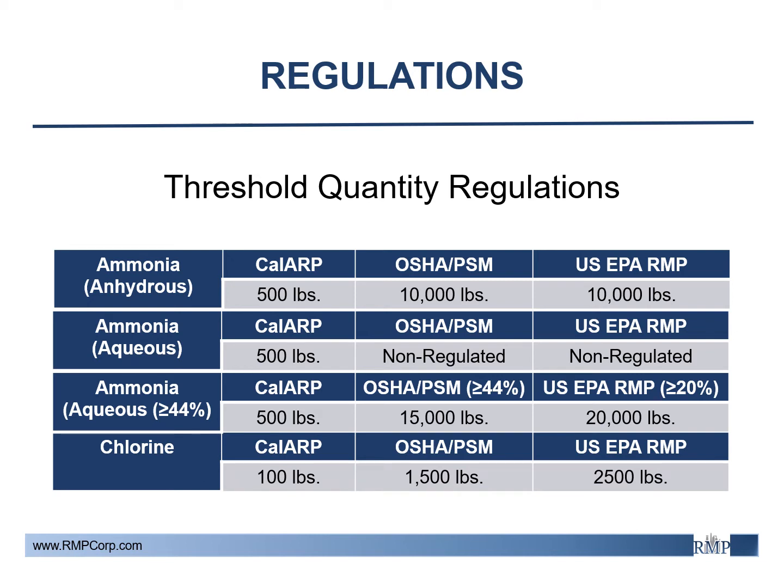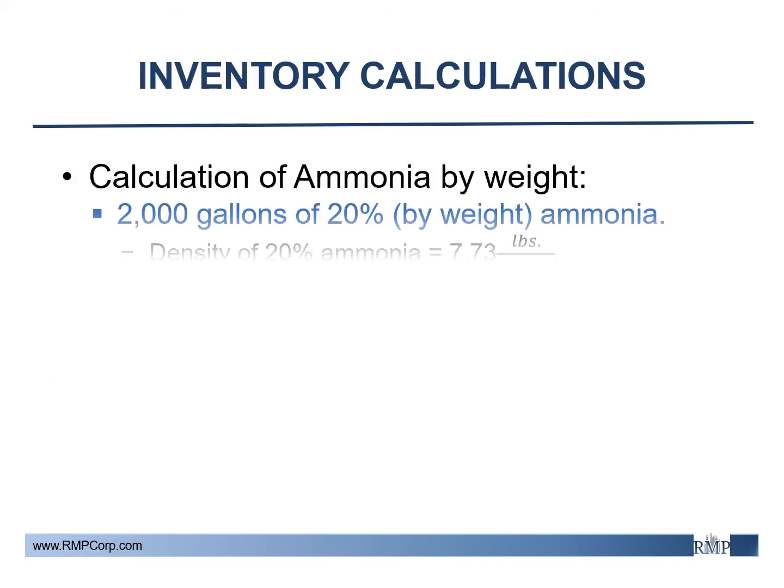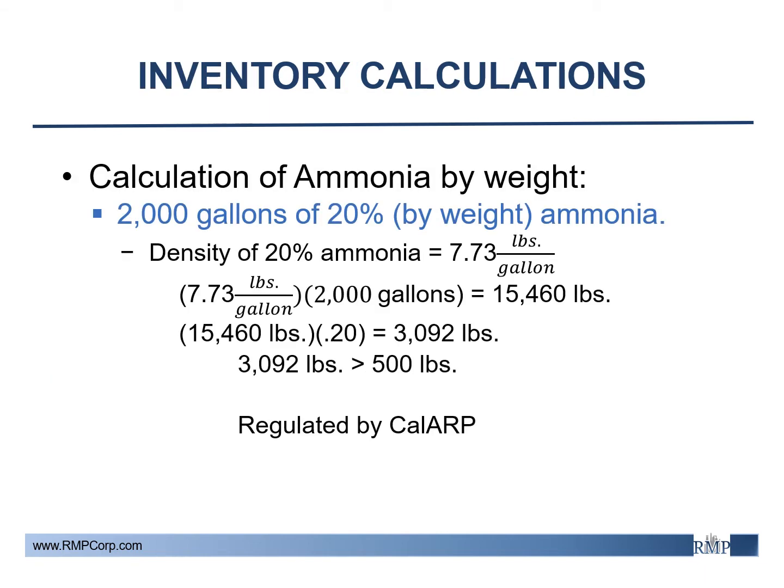For chlorine, the CalARP threshold limit is 100 pounds, the OSHA PSM threshold limit is 1,500 pounds, and the US EPA RMP threshold limit is 2,500 pounds. Now I will cover a sample inventory calculation to show you which regulation you are required to abide by depending on your threshold.